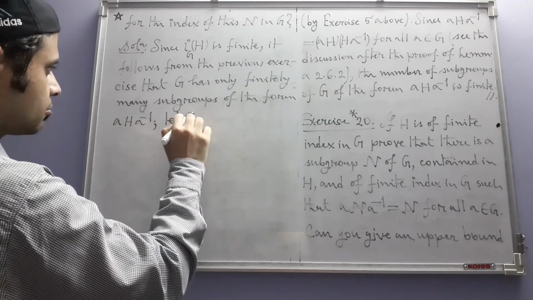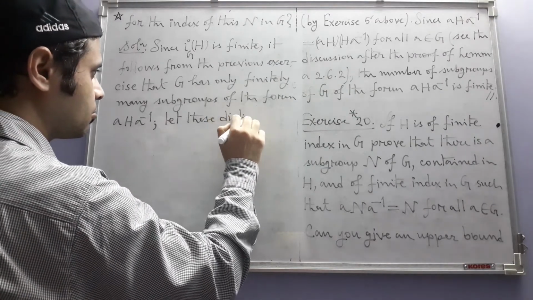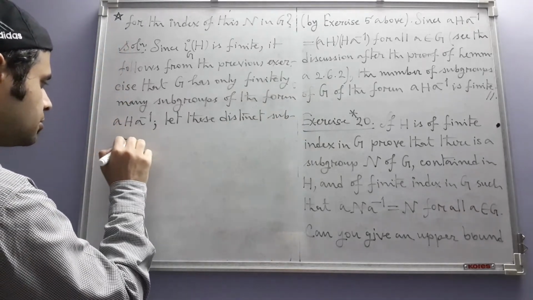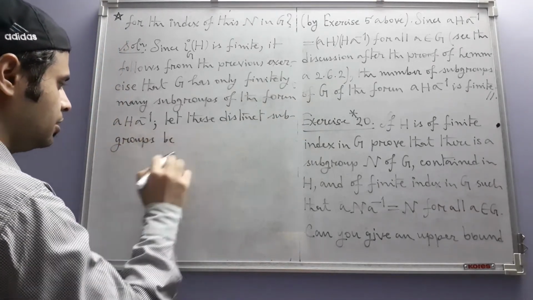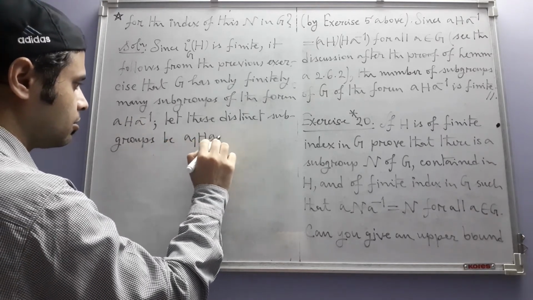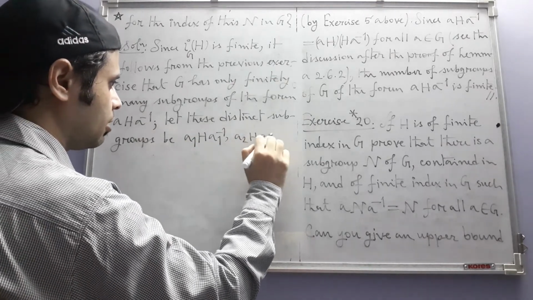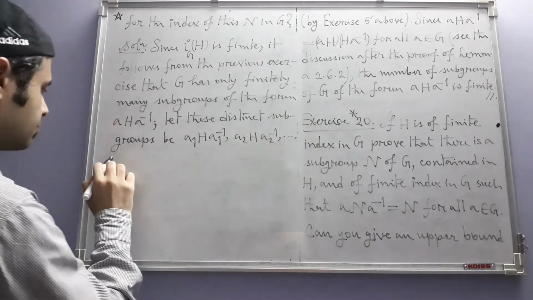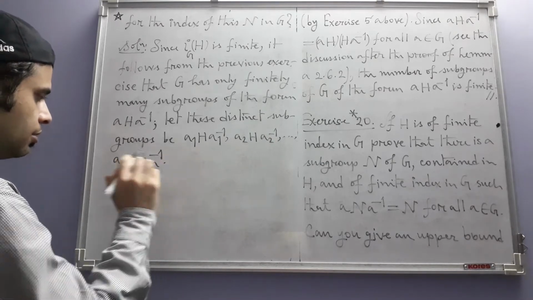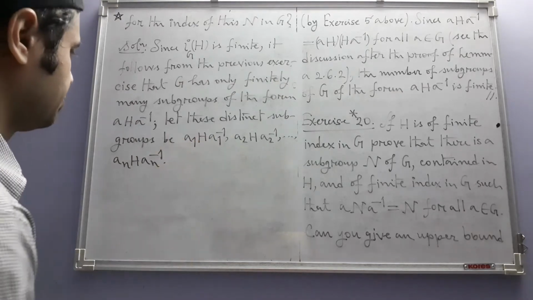Let these distinct subgroups be, say, A1HA1 inverse, A2HA2 inverse, etc., ANHAN inverse. These are all the distinct subgroups of G of this form.